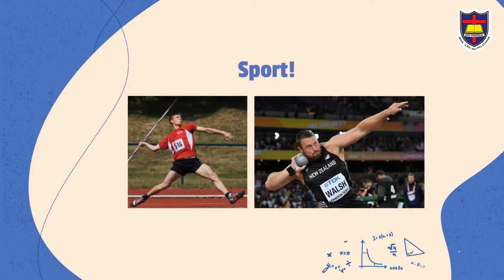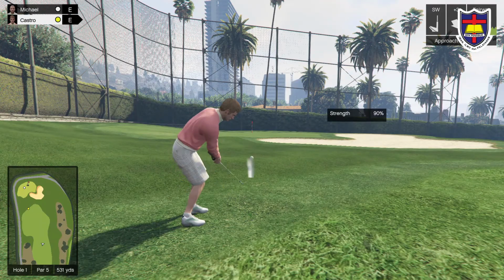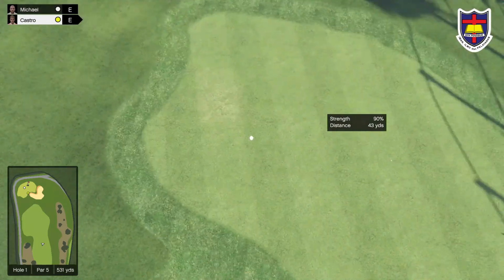So we can use the quadratic equation in our everyday life. For the first one, we can use it in sport. Have you ever seen javelin throw or shot put in athletic championship? Both of it is using the concept of quadratic equation. Not only that sport, but we can use the concept of quadratic equation in golf too.